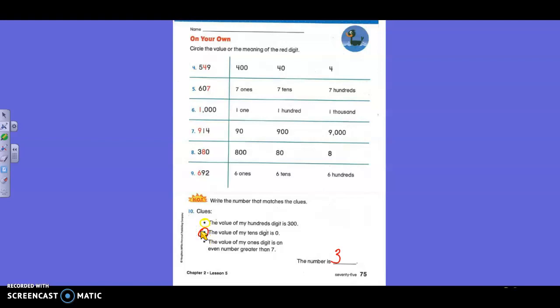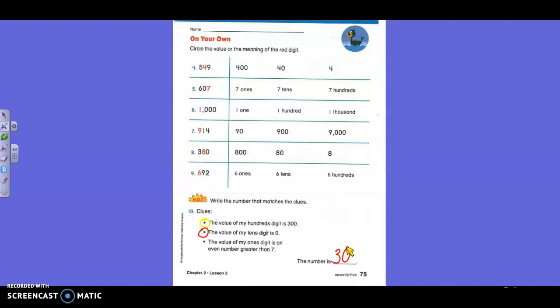Read it. The value of my tens digit is 0. So what does that mean? Zero's in the tens place, right? Okay, this is the only one that might be a little tricky.